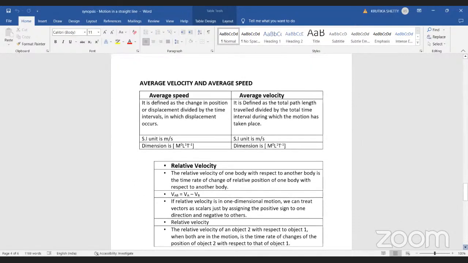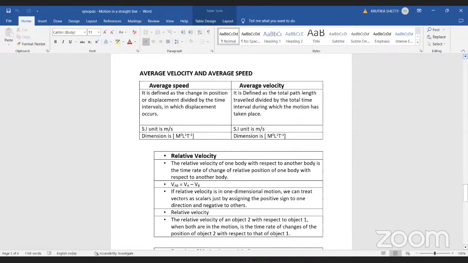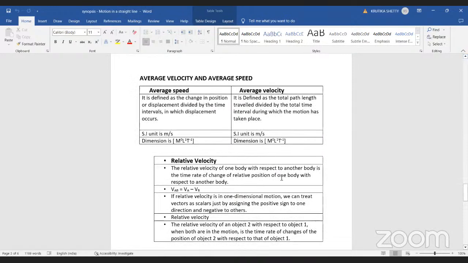So the next part is relative velocity. So last is relative velocity and the equation of motion. Okay, so relative velocity means what? The relative velocity of one body with respect to another body is the time rate of change of relative position of one body with respect to the other body.